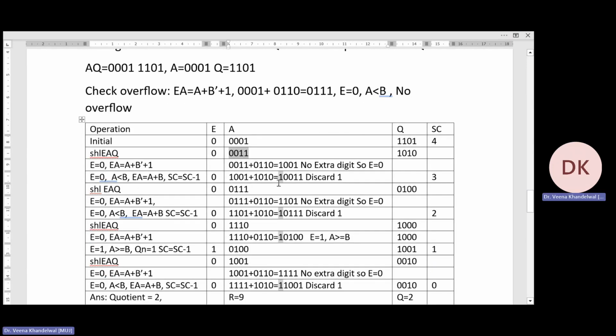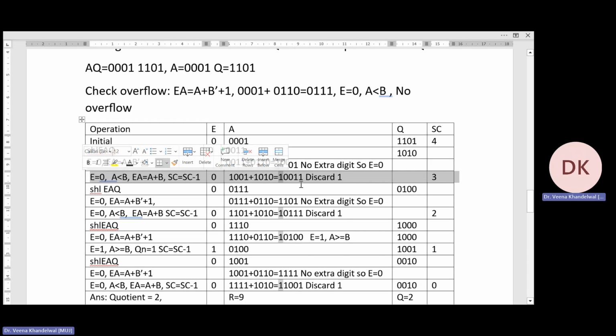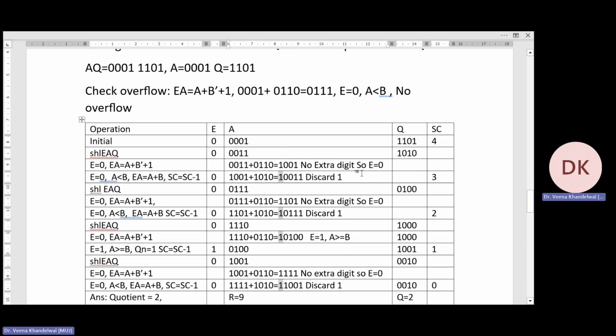So here, after adding once again, because E was 0, I add the two numbers and decrement the sequence counter. Now for the next step, because here I received an extra bit for E, this bit is of no importance to us because we have received it after computing the next step. If E is equal to 1 at the step EA is equal to A plus B complement plus 1, then that is for our decision making purpose. But after performing this A plus B, if E is equal to 1, then we have to discard this bit. So we have discarded this bit also.